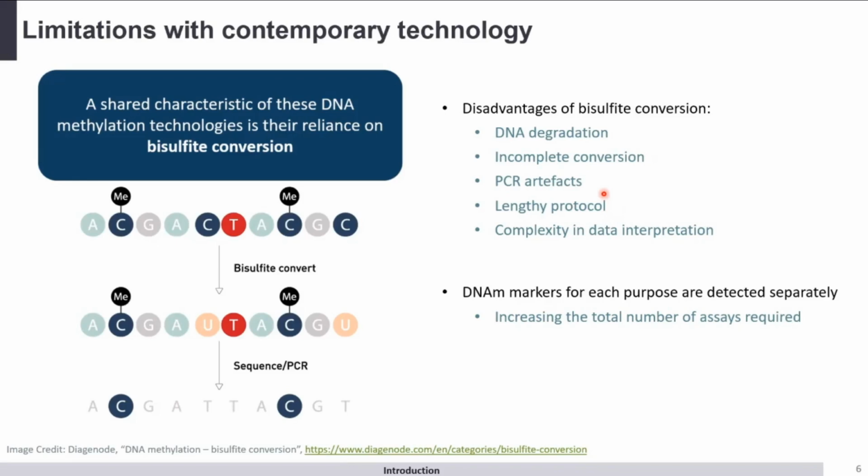Non-uniform protocols and complexity in data interpretation, since the converted DNA sequences become more similar, which complicates the alignment of sequencing reads to the reference genome, especially in regions with high CG content. Another limitation of the current assays for age prediction and body fluid identification is that the DNA methylation markers for each purpose are detected separately, which increases the total number of assays required.